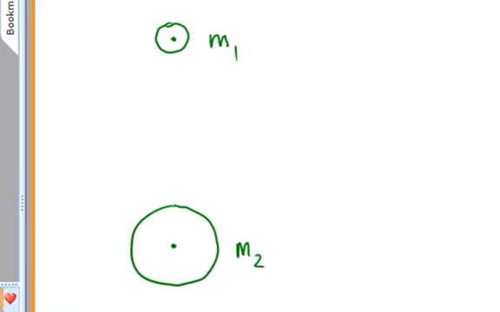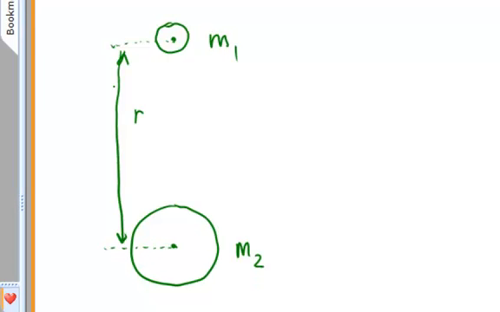Here are two objects, M1 that has some mass in kilograms and M2 which has some different mass but also in kilograms. These two objects are not necessarily the same size, but their centers of gravity are indicated with these dots that are kind of at the geometric centers of the spheres. We're going to say that these two objects are separated from each other by some distance that I'm going to call r, and I'll usually measure this distance in meters.